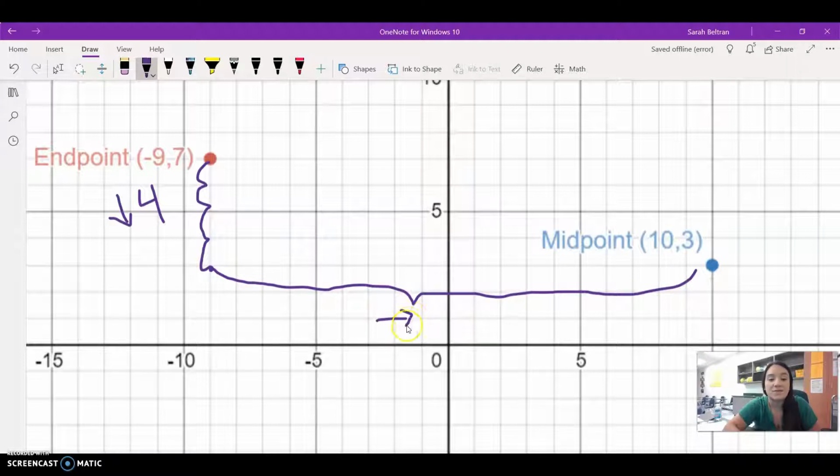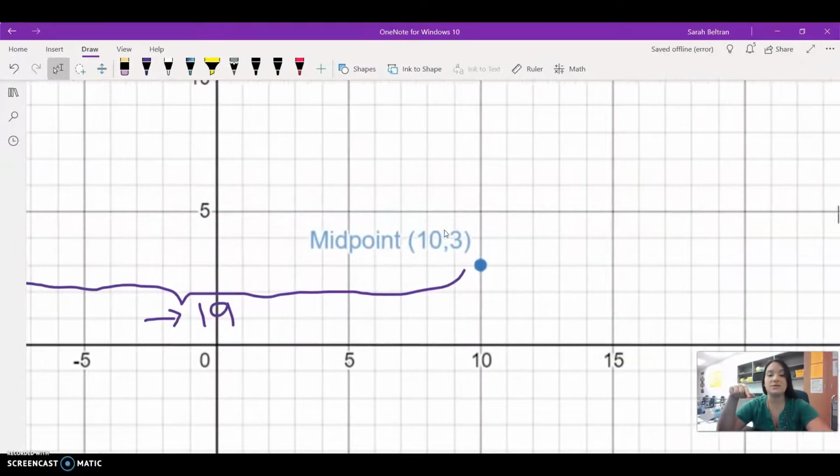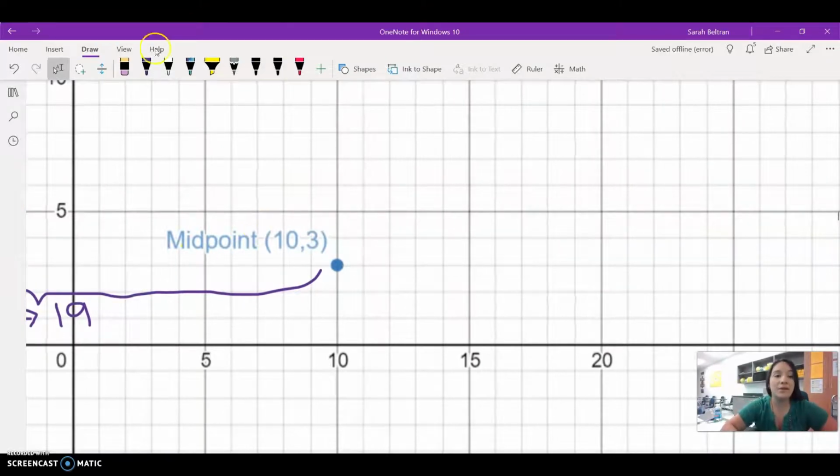We went to the right by 19, all right? I knew that because negative 9 is 9 away from the middle, and then 10 is 10 away from the middle. So 9 and 10 is 19. So now we have to do the same kind of thing and go over 19 and down 4 to find the other midpoint. All right, so let's go down 4: 1, 2, 3, 4.